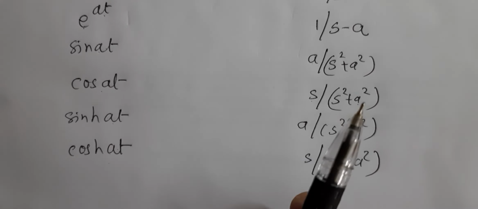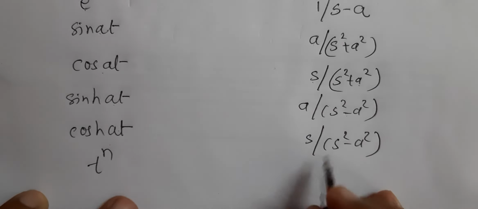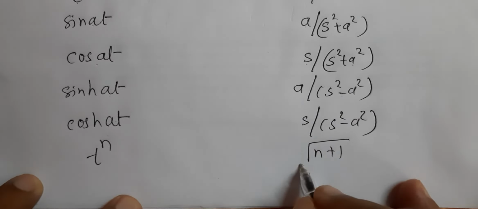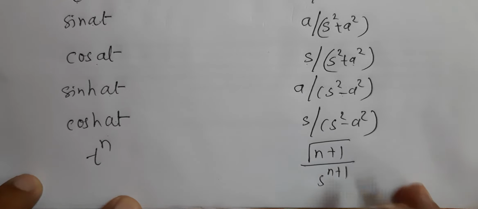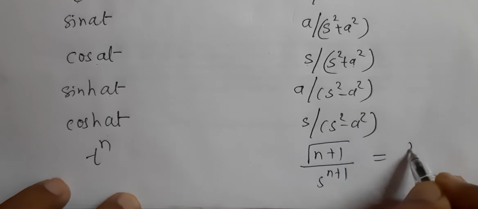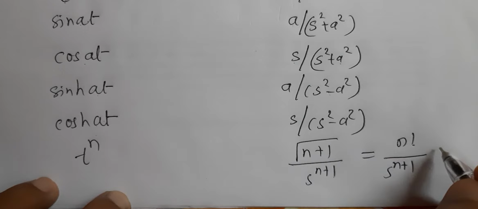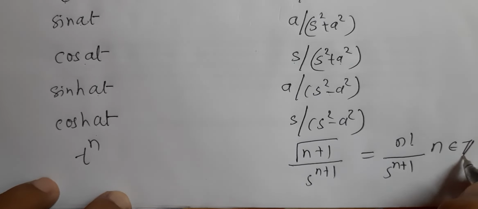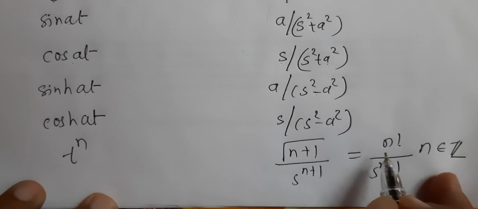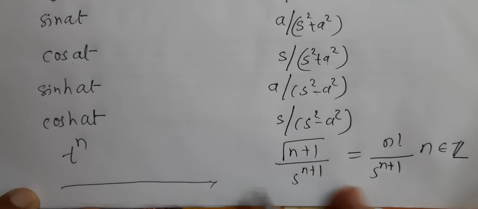So just remember in this way. The last formula, t raised to n, its Laplace is in general gamma(n + 1) upon s raised to n + 1. This gamma function you already studied. So I can write this as n factorial upon s raised to n + 1 when n is an integer. Whenever n is an integer, everyone knows gamma(n + 1) is n factorial. And these are our standard formulae.